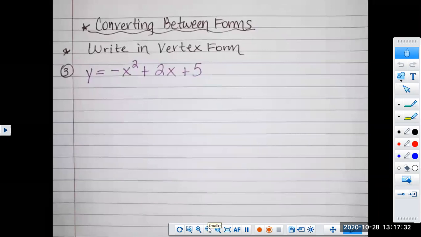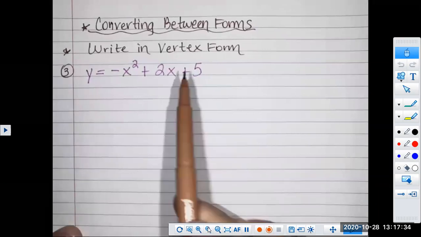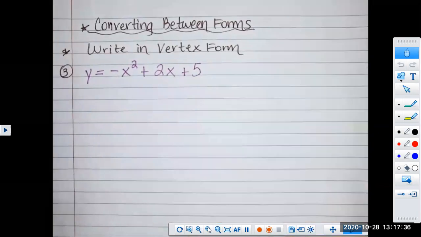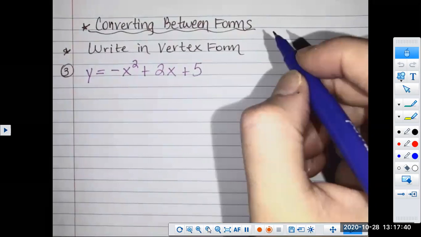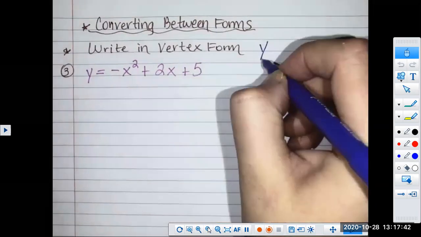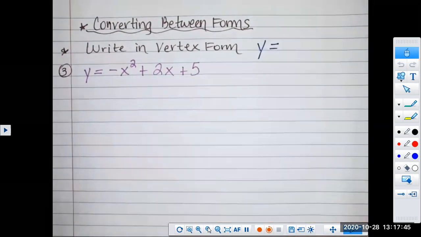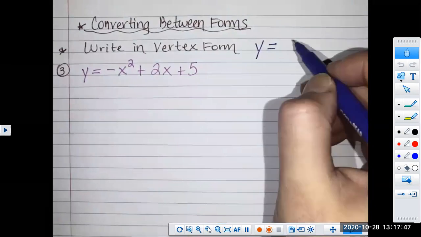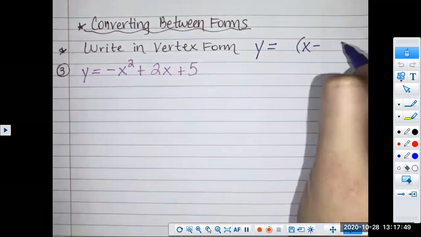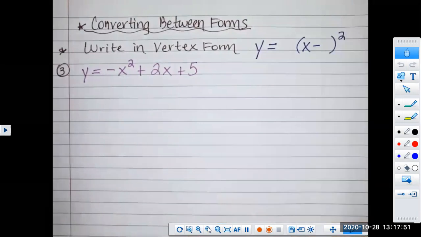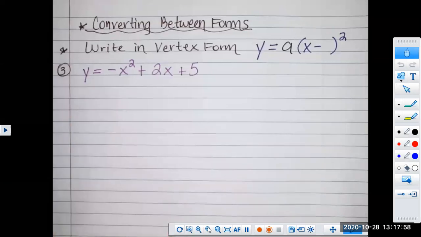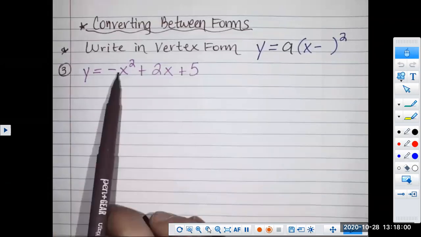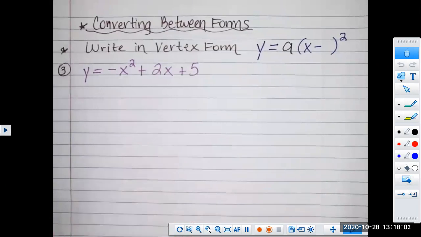Okay, so you're asked to put this in vertex form. What is vertex form? What does it need to look like? It needs to look like y equals what? Y'all remember what went here in front of this parenthesis? Good, we need A, and guess what? We already have A. So that part works out nicely. A is -1.